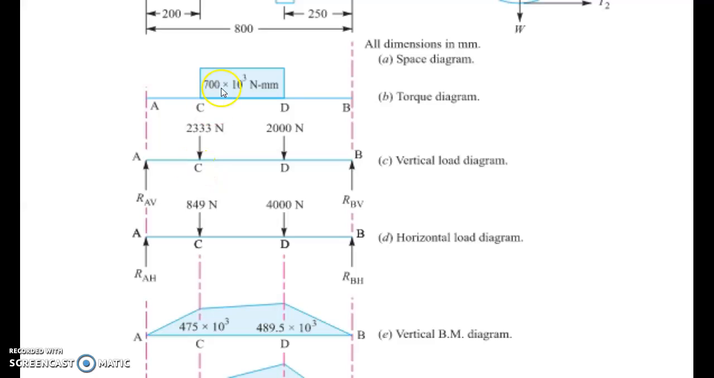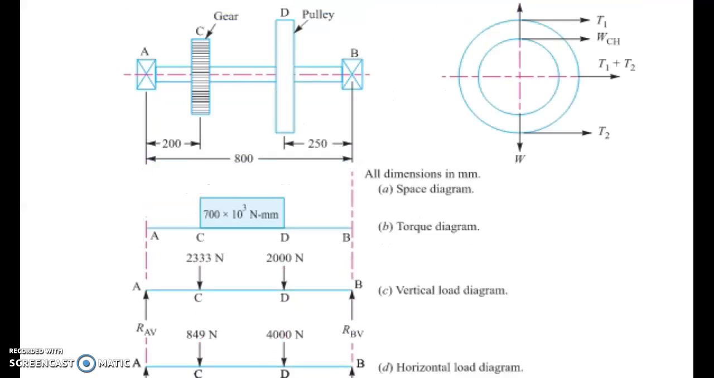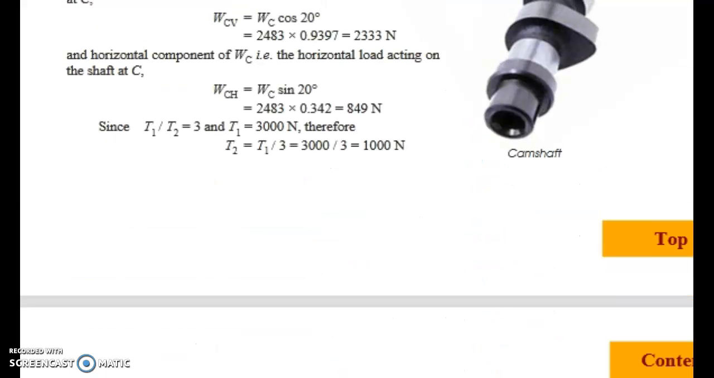Next, we can draw the vertical load diagram and horizontal load diagram at point C, that is on the gear. Now we can calculate the tension side. What is that? T1 by T2 we already know is 3 and T1 is equal to 3000 Newton. So using this equation we can find the value of T2. T2 is equal to 1000 Newton.